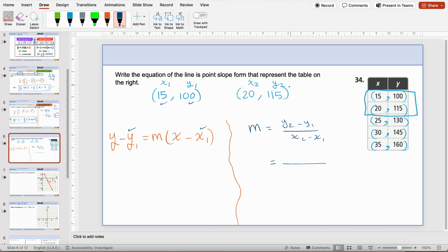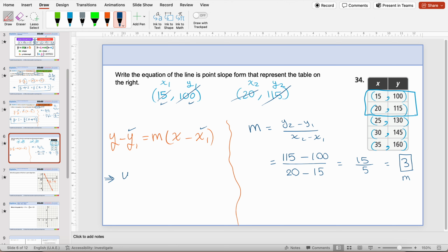What is y2? 115. Minus, what is y1? 100. What is x2? 20. Minus, what is x1? 15. Subtract and find the answer. Here it's 15 and here is 5. 15 divided by 5 is basically 3. If you want to keep it as a fraction, you can. I would like to write it as a number. This is m. Now start substituting.